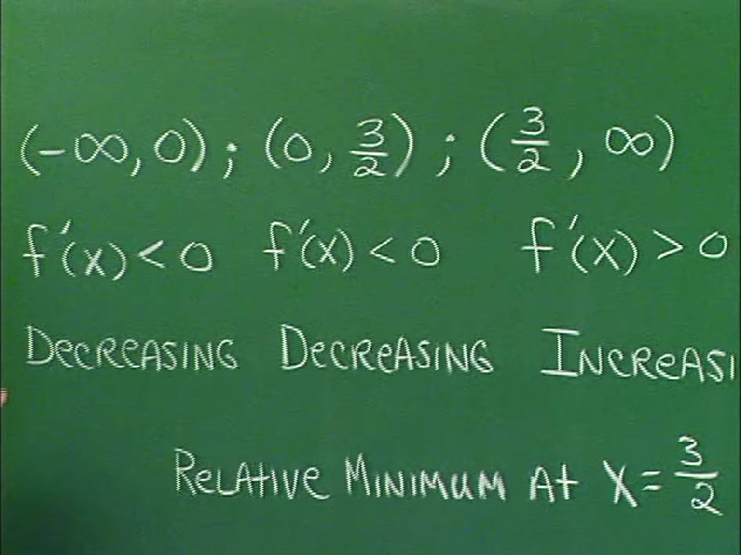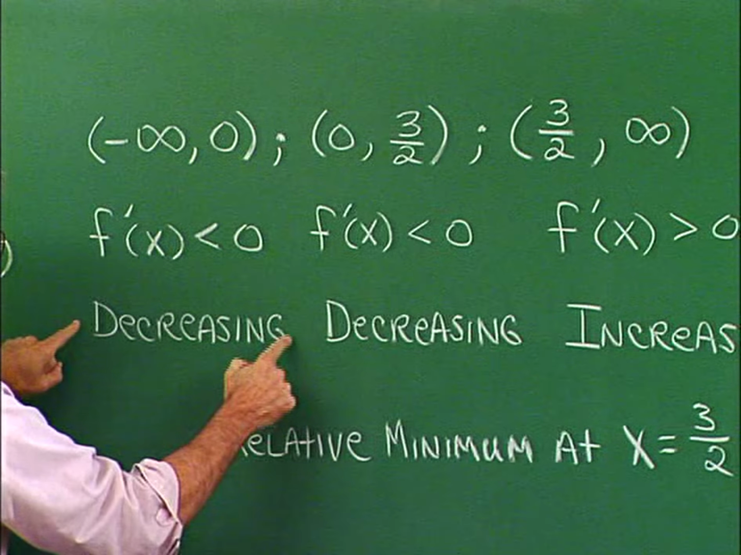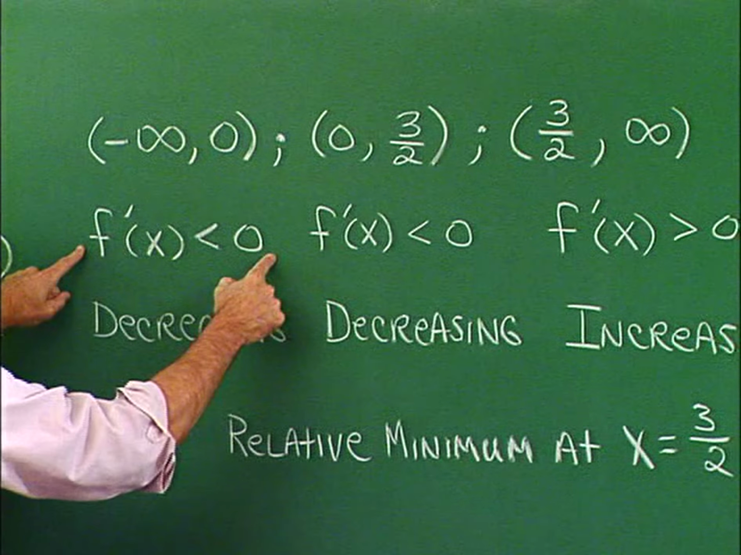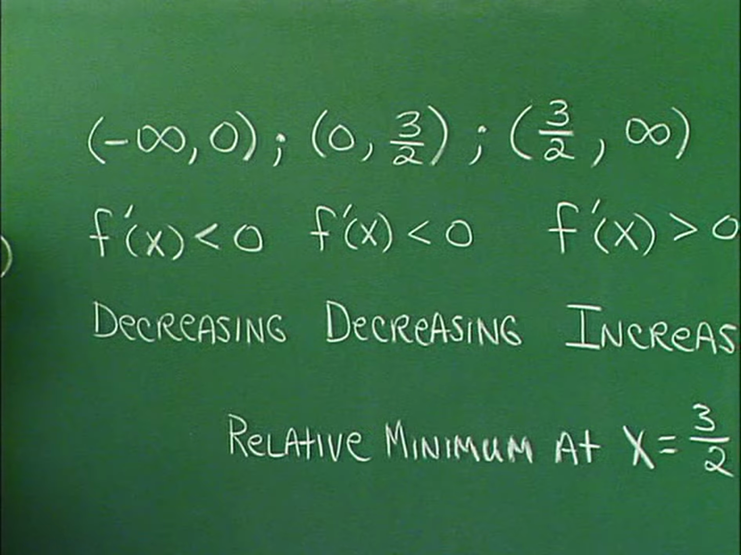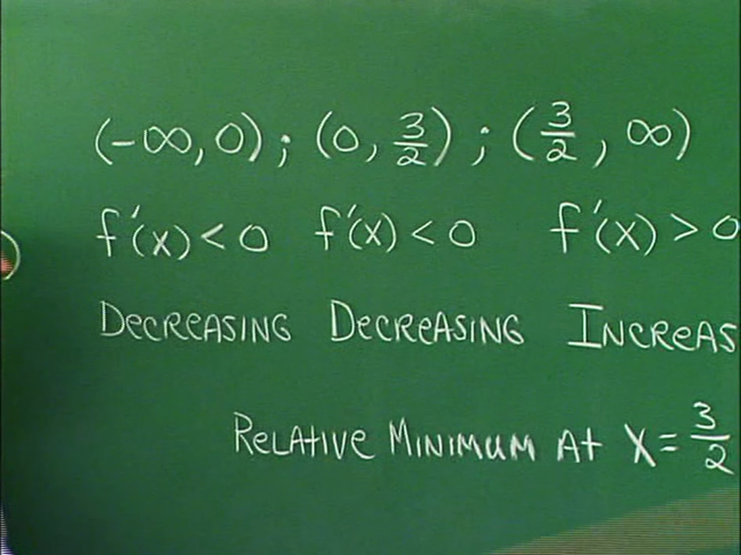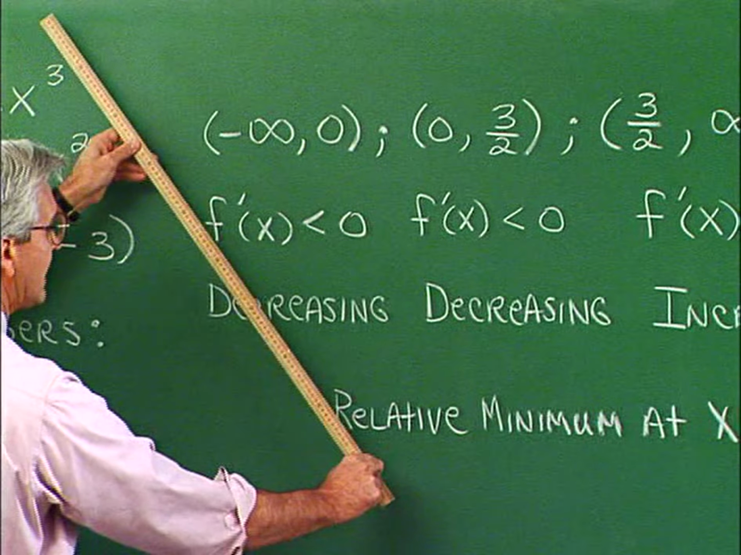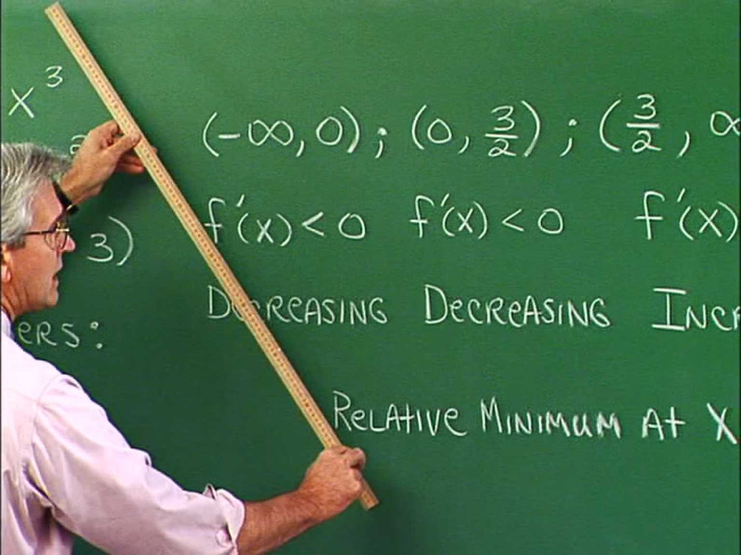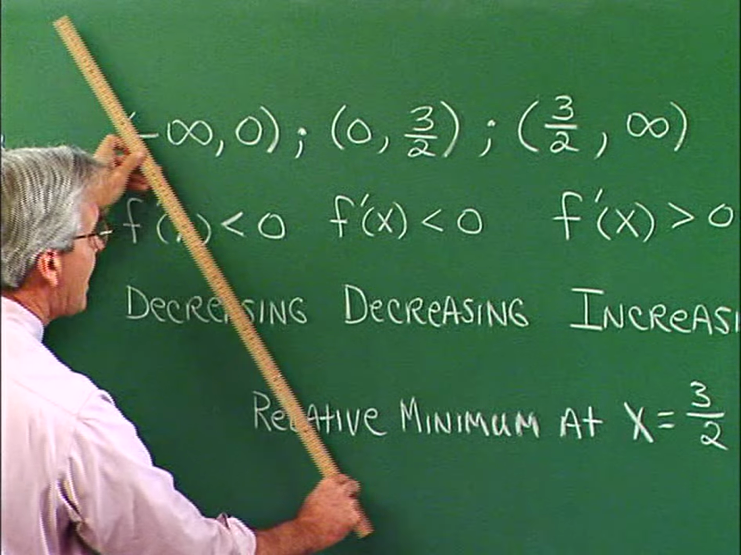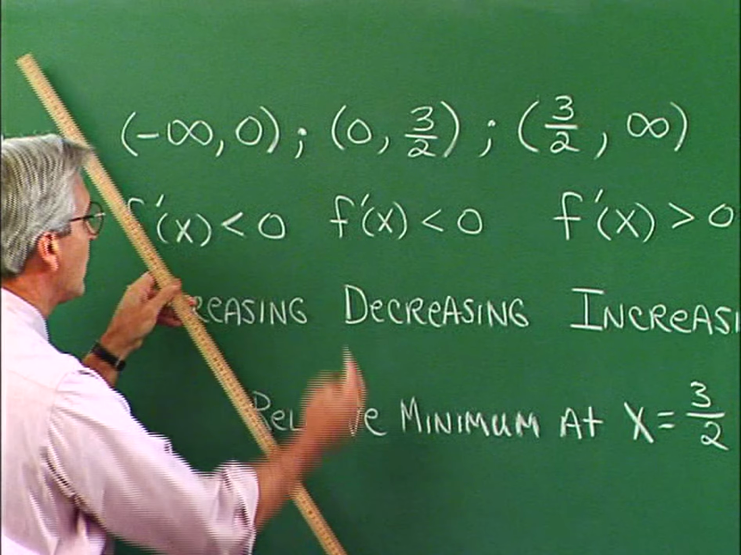Well, it means that the function itself is decreasing. If we're talking about an f prime of x that's less than 0, the slope of the tangent line is negative. You see, it's falling from left to right. So the function is decreasing. Now here the function is decreasing as well. So we don't have a relative minimum as we might have expected along this interval.